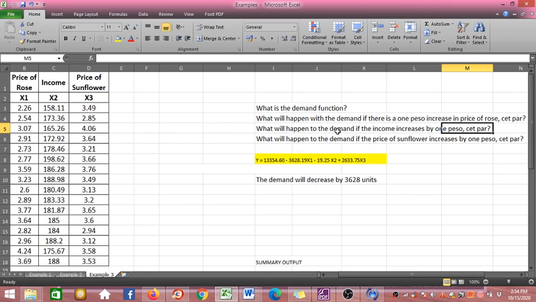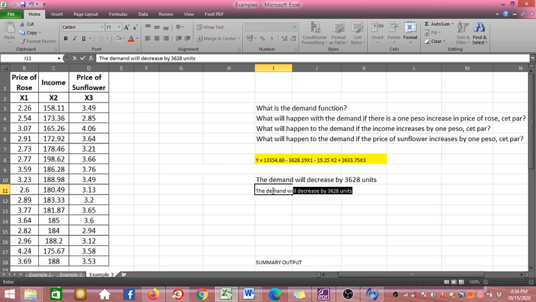Next, what will happen to the demand if the income increases by 1 peso? Okay? So, yung income natin is our x2. Tingnan natin tong part na to. So, the demand will, base sa sign niya, minus, decrease by, okay, so we have here 19.25. We will round it to 19 units. Yung decrease, base siya dito sa sign, and then yung 19 dun sa coefficient x2. Ni-round off natin siya into whole number since we are talking about roses.